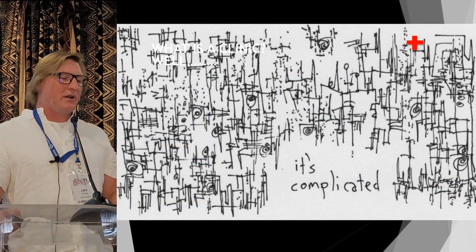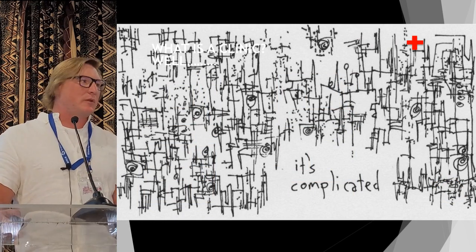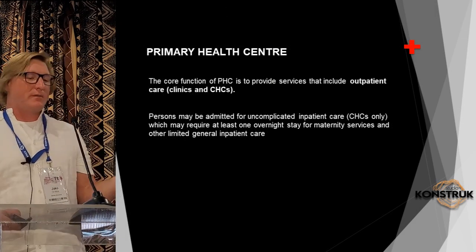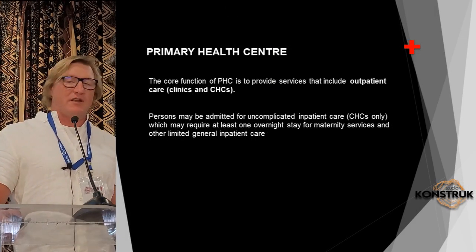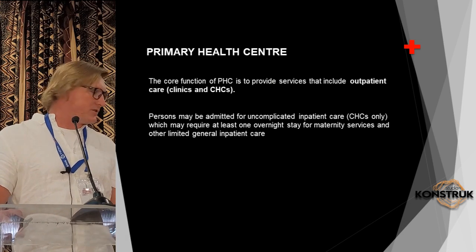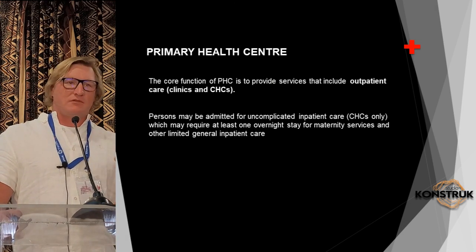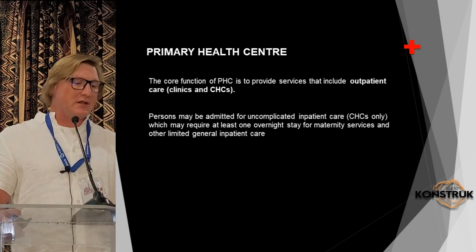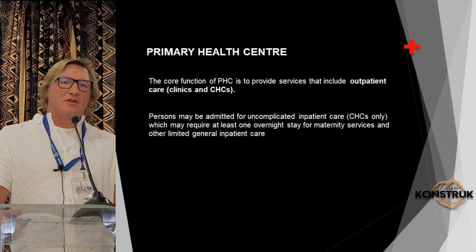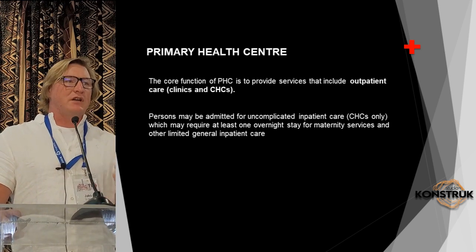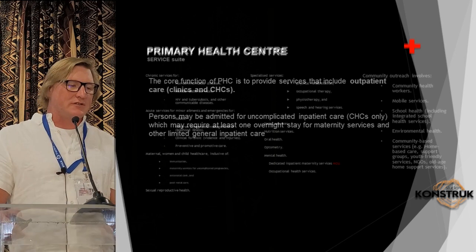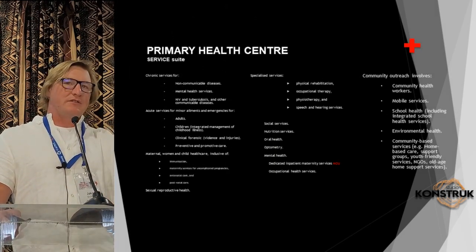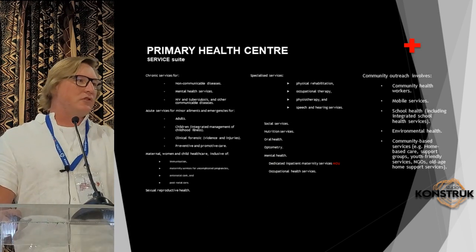So from the clinic, well, it's complicated. That's what our buildings are. They're complicated, they're not simple. The core function of primary healthcare is to provide services and include outpatient clinics. And a person may be admitted to uncomplicated inpatient care, which may require at least one overnight stay, potentially for maternity services. So suddenly the design challenges become a lot more complex. So I'm just going to unpack a few of these things, and then we add all the services that are there, and suddenly we've got all the diversity of users.